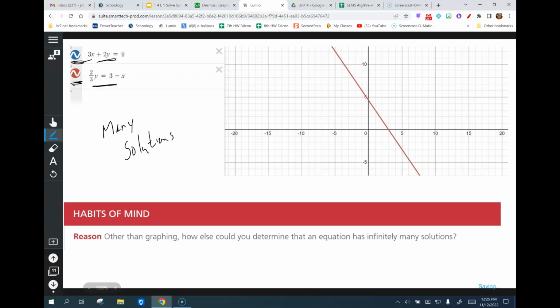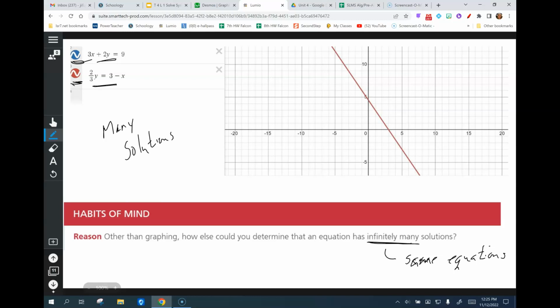Okay, I wanted to look at this habits of mind because I wanted to point out again what's going on here. Other than graphing, how else could you tell that an equation has infinitely many solutions? If it has infinitely many solutions, it's going to be the same equation. So what you can do is get your equations in the same form. Like get them both in slope-intercept or get them both in standard form and then see if they are. Okay, I would of course recommend slope-intercept form because then they're ready to graph.